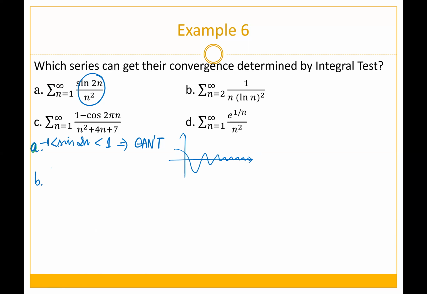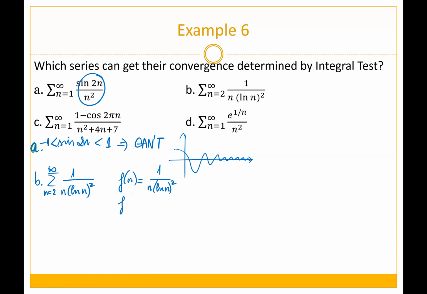Now, if you look at B, you have the series of 1 over n, ln of n squared, starting with n equal to 2. Now, if you look at n equal to 2, you have ln of n squared here and n. So these are all positive, and it's also continuous. So the thing that you need to check here is if it's decreasing. So you have f of n equal to 1 over n, ln of n squared.